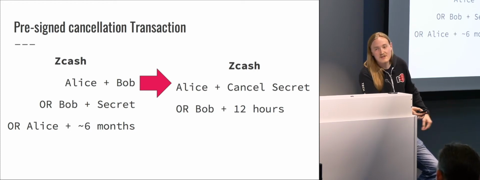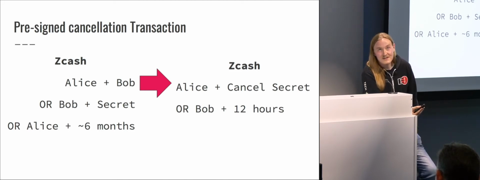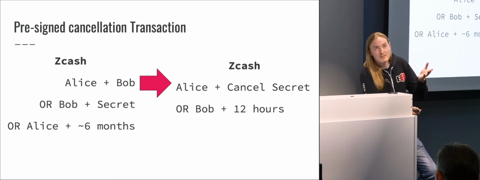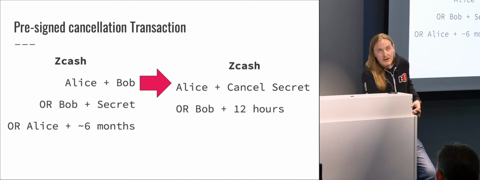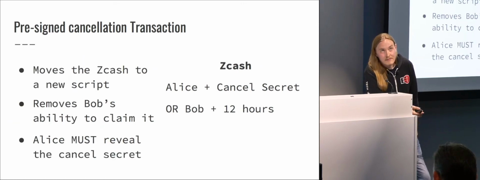He holds on to it until he wants to cancel. And what this cancellation transaction does is it moves it from the script on the left, which is our cancelable option script, to the script on the right. And what the script on the right does is give Alice the ability to get her money out within 12 hours. After 12 hours, it gives Bob her money. So she has to do it within 12 hours or she will lose all her money. And to do it, she must reveal the cancellation secret, right?